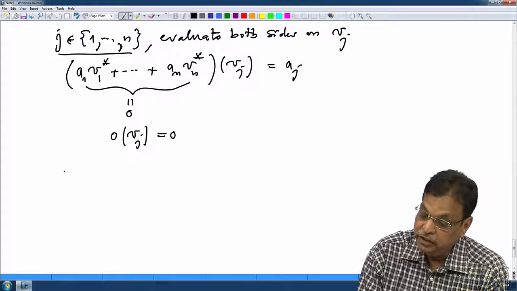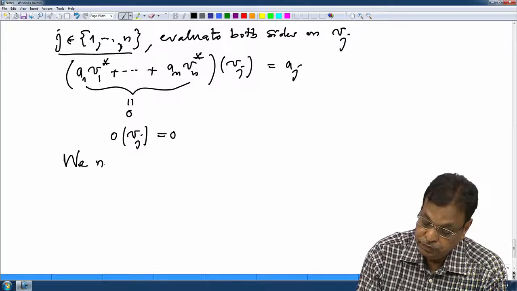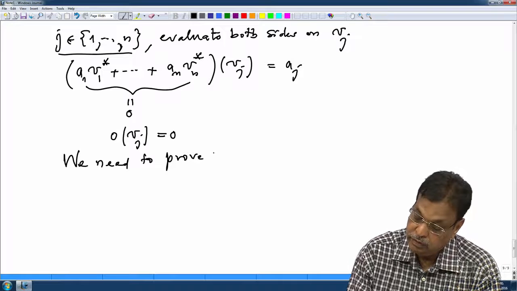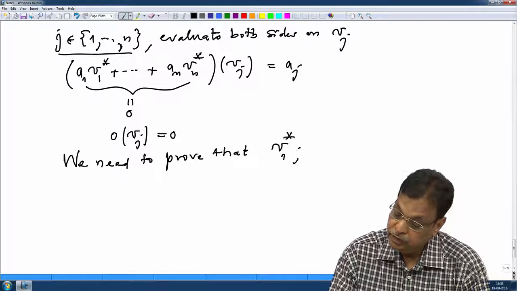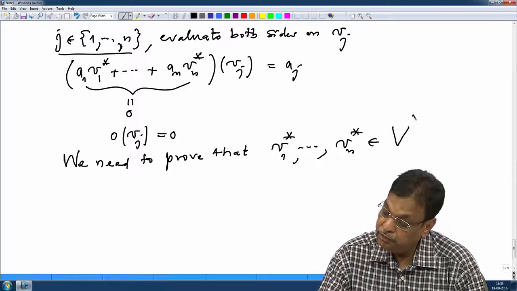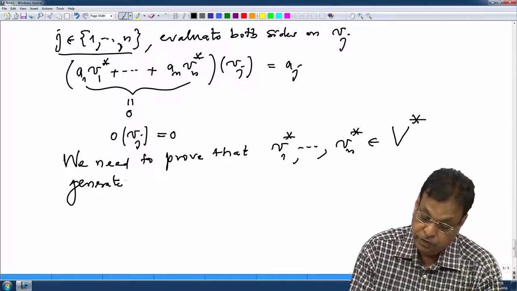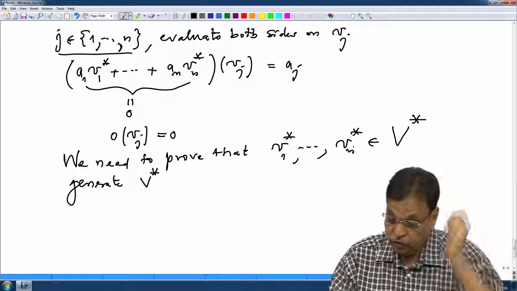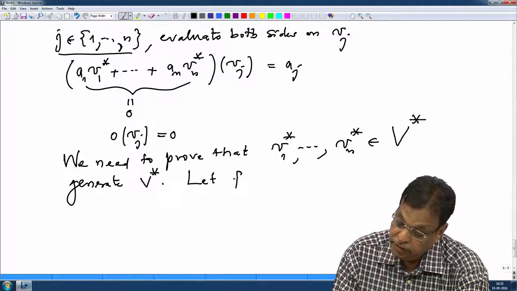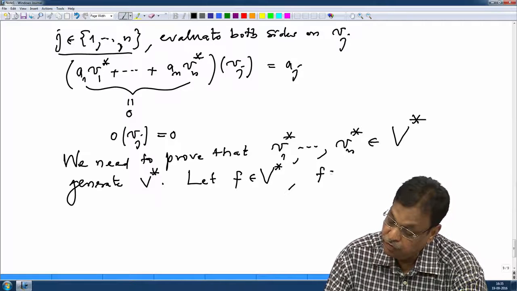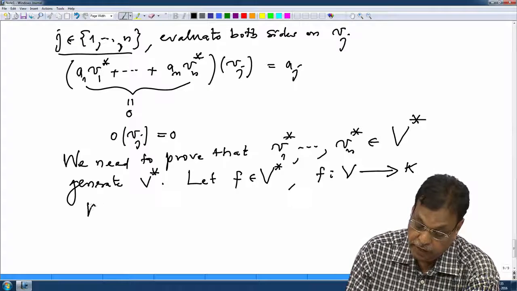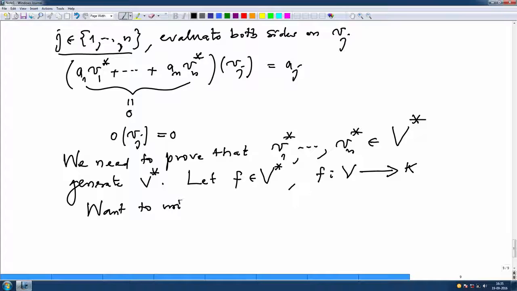Now, we want to prove that it generates V star. So, we need to prove now that V1 star, Vn star, which are elements of V star, generate V star. In other words, it is a generating system. So, for this, start with, let F be any linear form in V star, that is F is a linear map from V to K, and I want to write F as a combination A1 V1 star plus An Vn star for some A1 to An scalars in K.